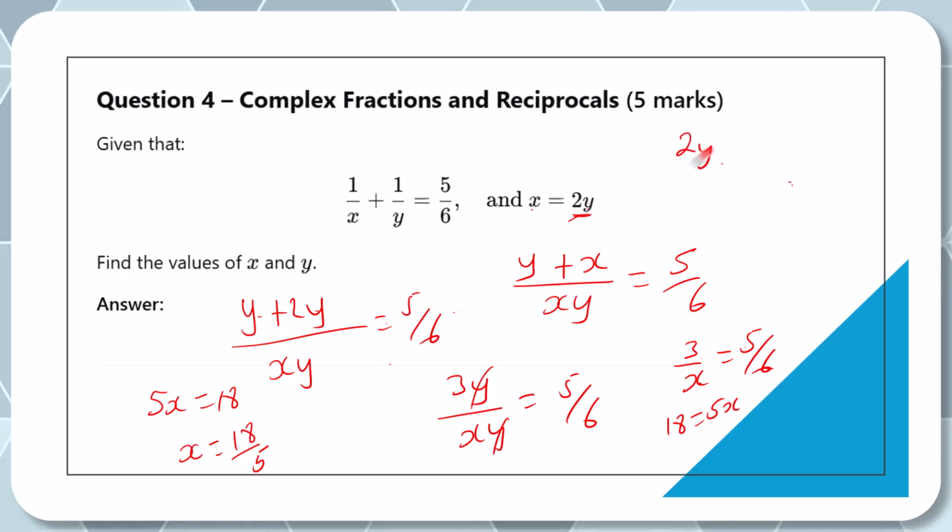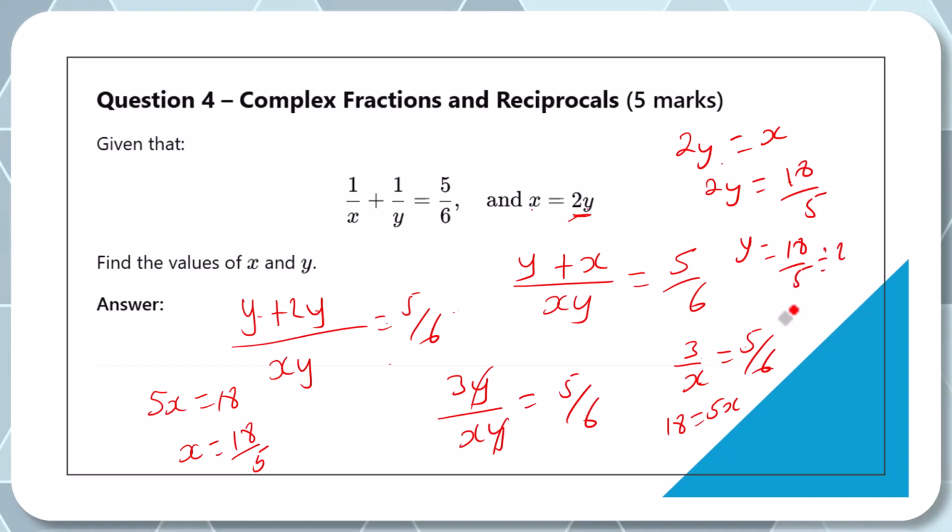They say that 2y is what x is, isn't it? So that means that 2y is going to be equal to 18 over 5. So to find what y is, I can divide both sides by 2. So y is going to be equal to 18 over 5 divided by 2. And this is going to be 18 over 5 times 1 over 2, a half. Dividing by 2 is the same as halving. And this 2 and this 18 will cancel out, and I'll have 9 over 5. So that's what y is going to be. Okay, so that's how to do this.